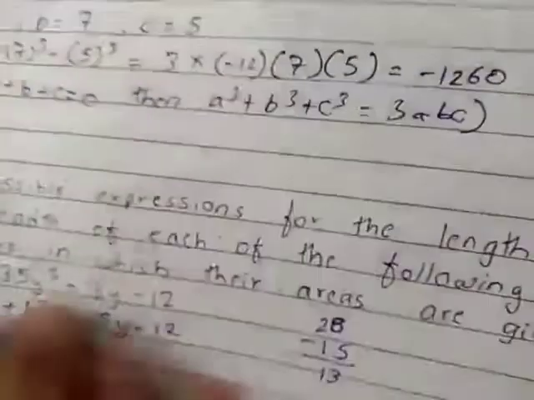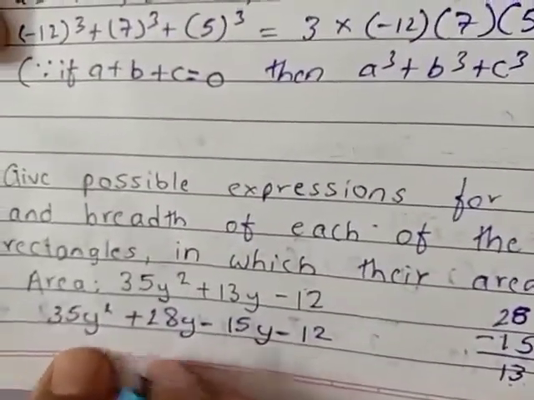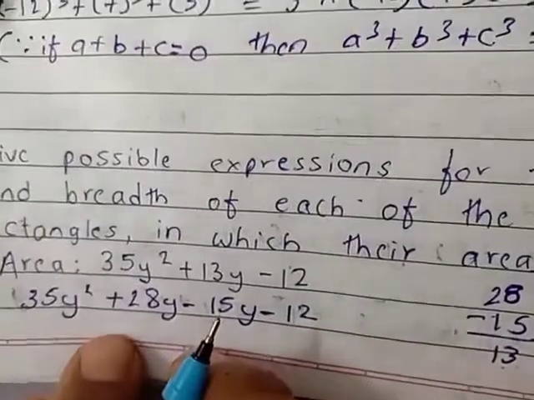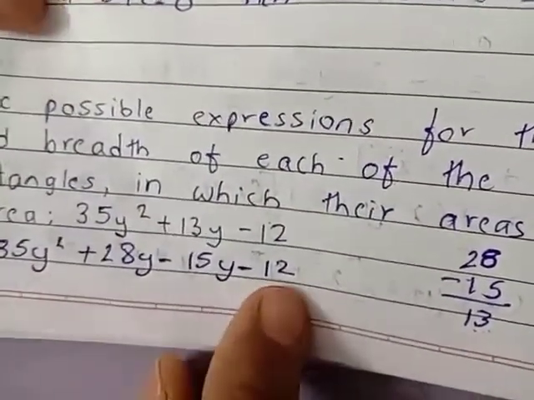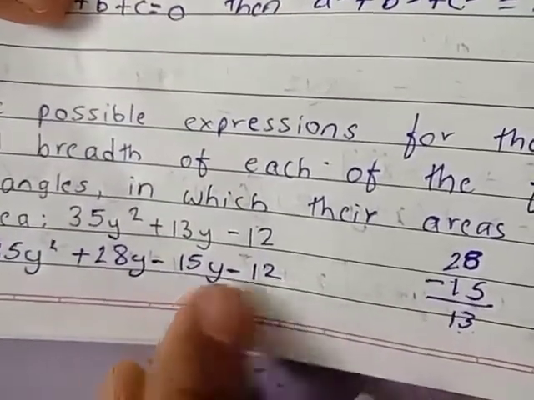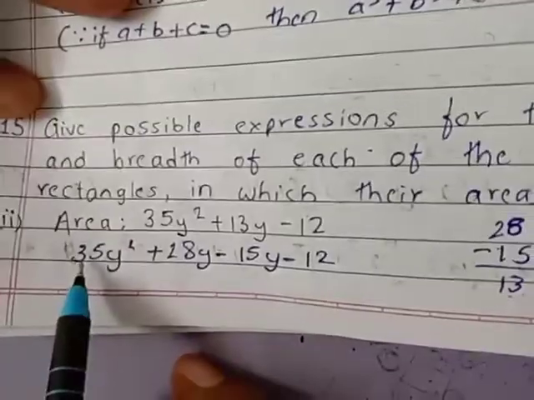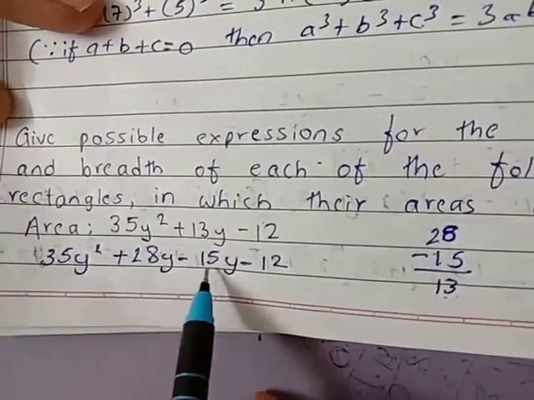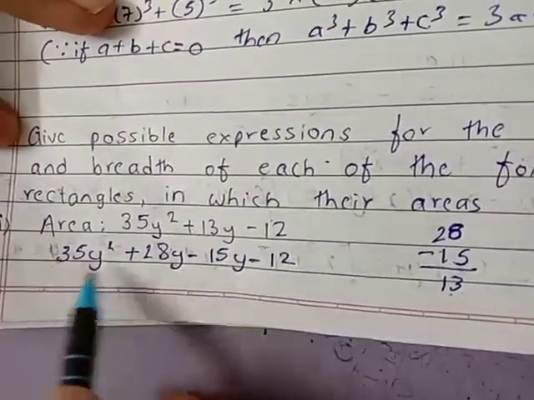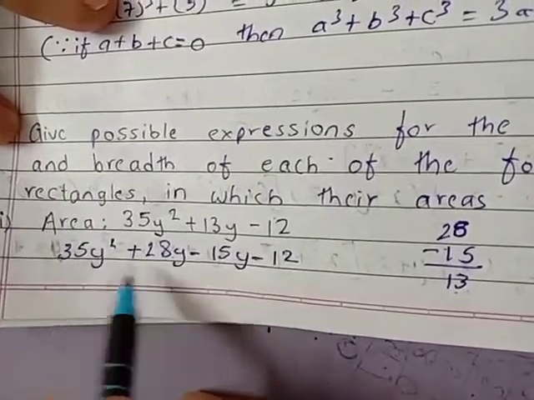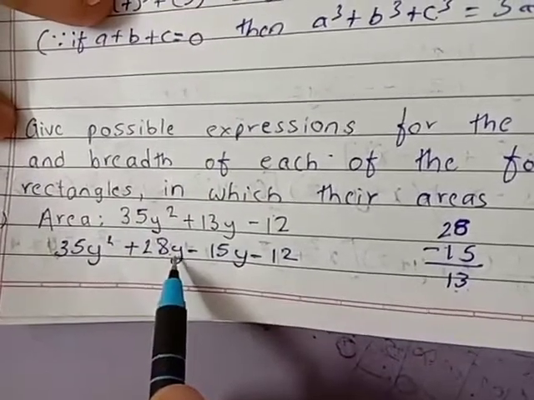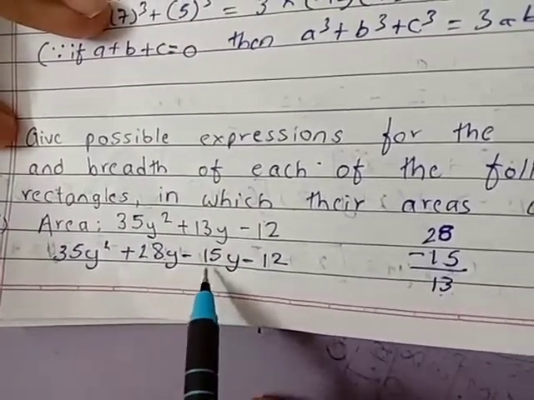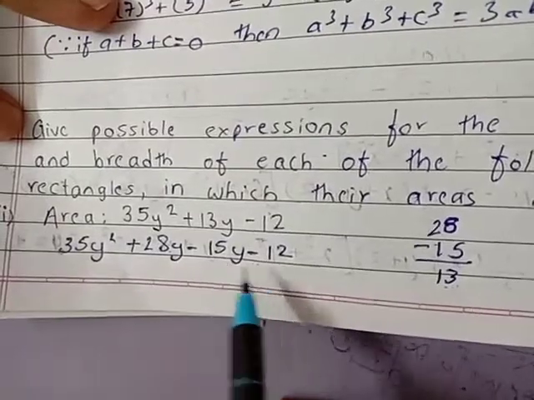equal to, now what is common in this? 35 and 28, what is common? 7 is common. 7 4s are 28, 7 5s are 35. And what is common in this 15? 3 is common. 3 5s are 15, 3 4s are 12. Okay. So 35y square plus 28y minus 15y minus 12. Now what is common in these two? y is common. And what else is common? 7. 7 5s are 35, 7 4s are 28. And what is common over here? 3 5s are 15, 3 4s are 12. So 3 is common. Okay.